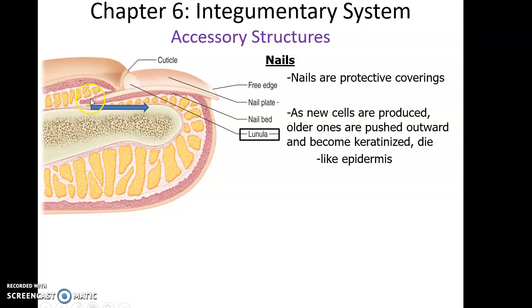So there are cells that divide at the base of the nail, and then they push the new cell forward, which pushes the next cell forward, which pushes the next cell forward, and onward and onward. So it is at the base of the nail that the growth of the nail is occurring. And of course, the cells become keratinized and die as they are moving along the length of the nail. Also, the light colored little crescent that you can see underneath your fingernail is known as the lunula.